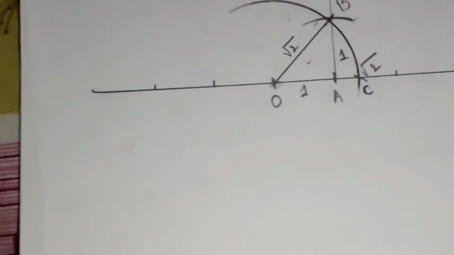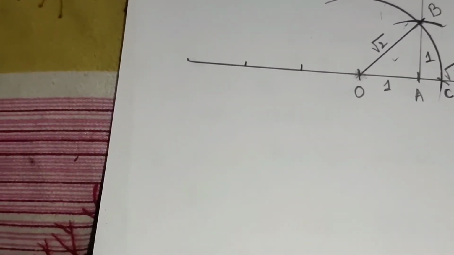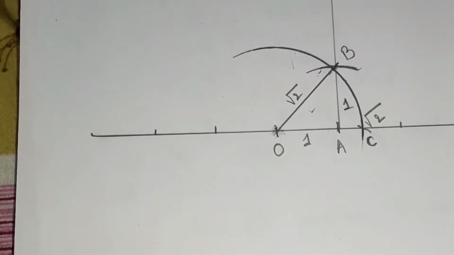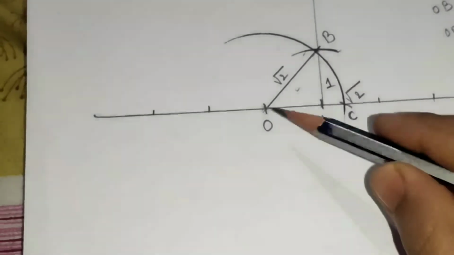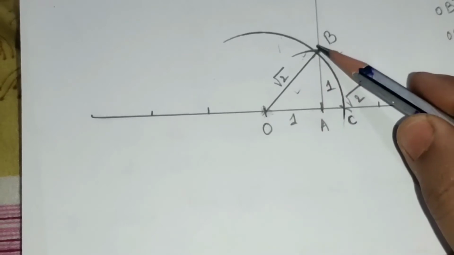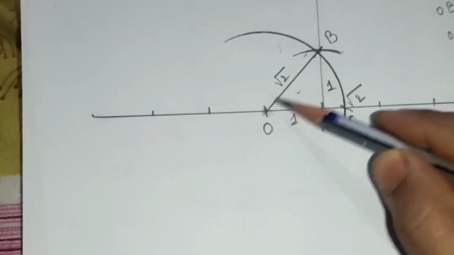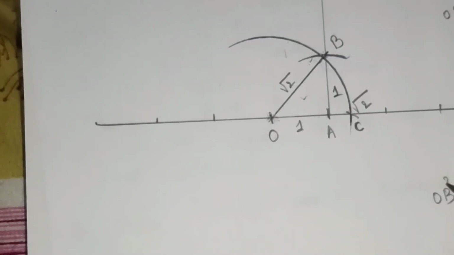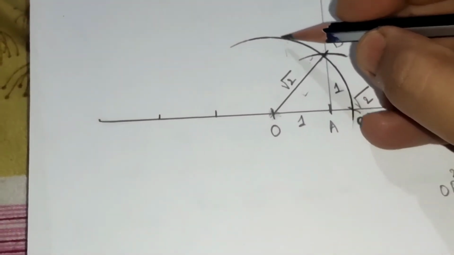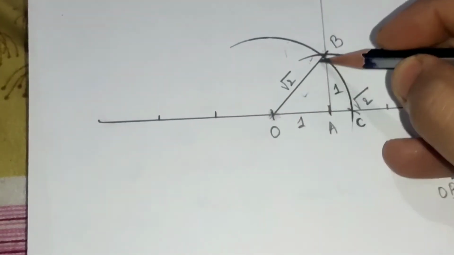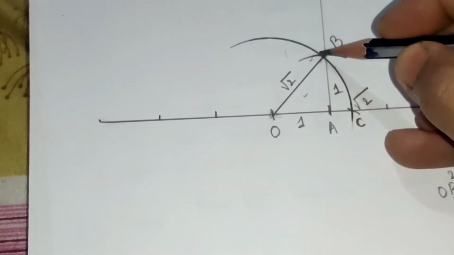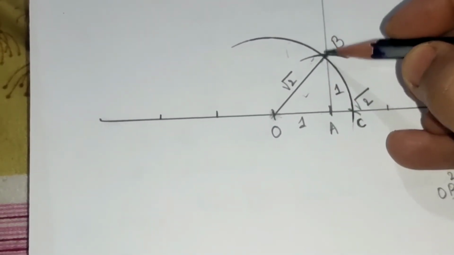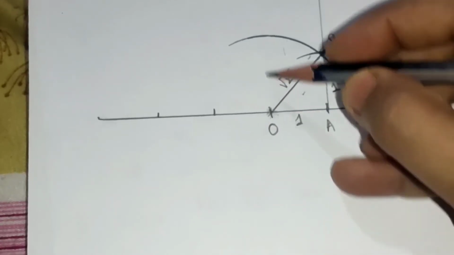Next, how to draw root 3 on the number line. Using this we can find out root 3 on the number line. If you observe the triangle, OB is root 2. Now let us take OB as a base. I am going to draw one more triangle to this. Taking OB as a base, I will draw one more triangle. Taking the perpendicular to B, and I am going to join the other side.